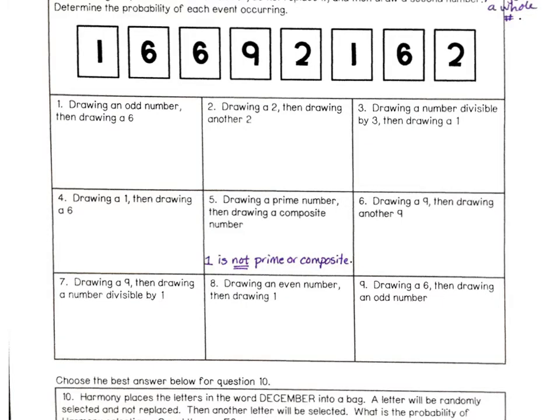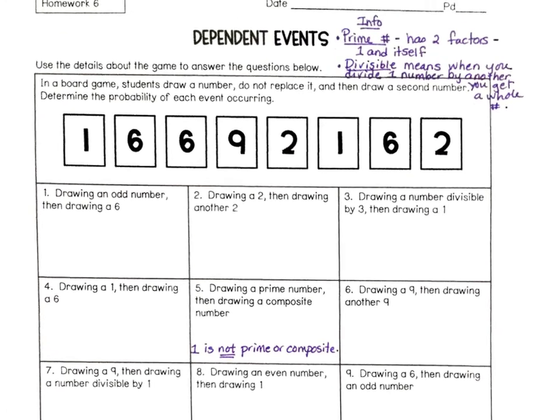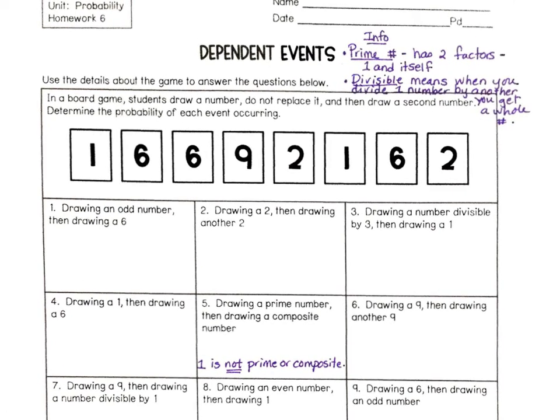On this page of problems, you're using the numbers at the top and you are answering the questions down below, including number 10 at the bottom. So once you go to the top, I wrote some information up there for you. A prime number only has 2 factors, itself and 1. And you have to remember that 1 is not considered prime or composite. Composite numbers are all the numbers that aren't prime. And divisible means that it can be divided by another number and the answer is a whole number.